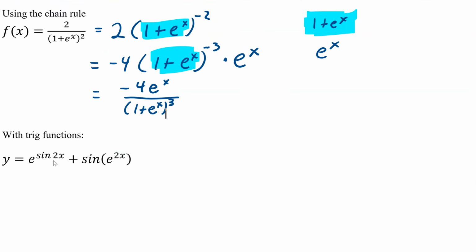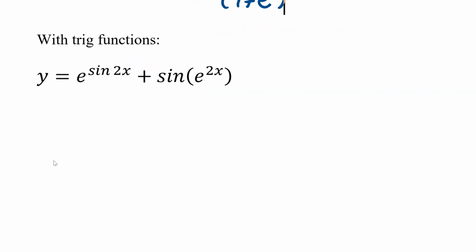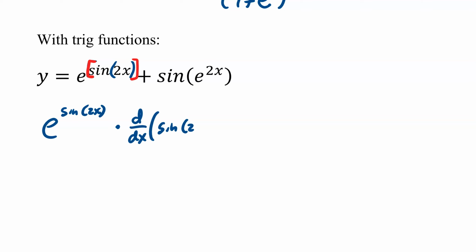Now, what if they involve trig functions? Well, this works the same way as chain rule as before. So if you remember, we've got a parenthesis here, but then we also have this exponent that is also part of chain rule. So let's start with the first one first and see what we get. So we have e to the sine of 2x. Remember, we do not rewrite it, times, and then we're going to do the derivative of the inside. So dx of sine of 2x, and we're just going to keep working our way down.